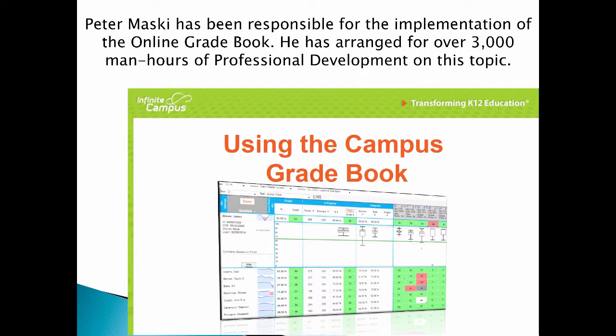The training is a responsibility of Mr. Maskey, who identifies and schedules the sessions, contacts the schools through the division administrators, and procures the vendor resources as needed, resulting in over 3,000 man-hours of training.